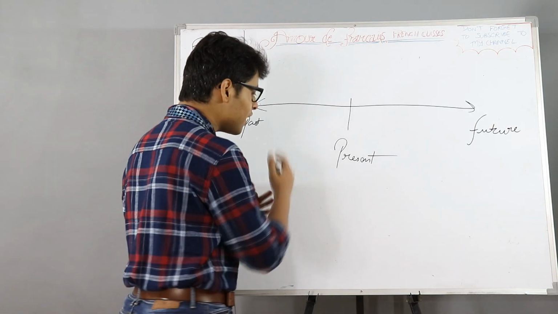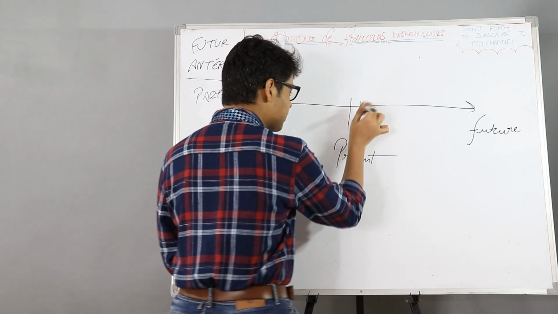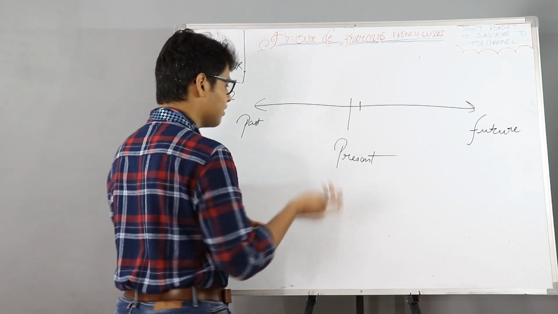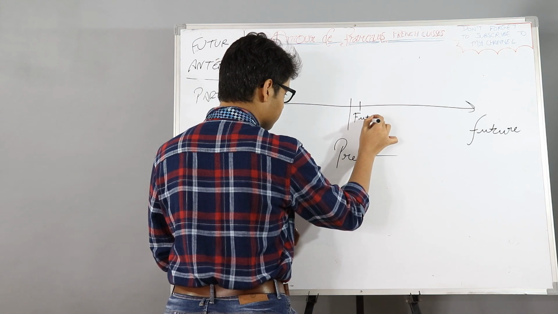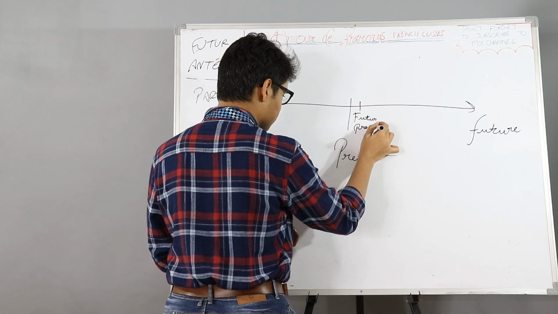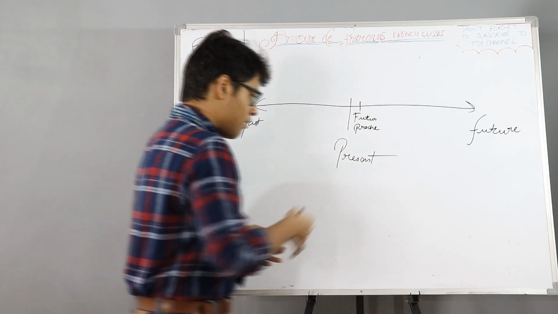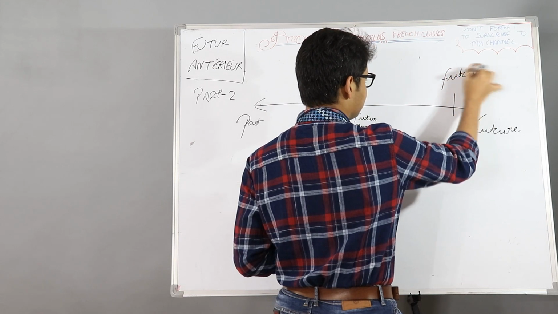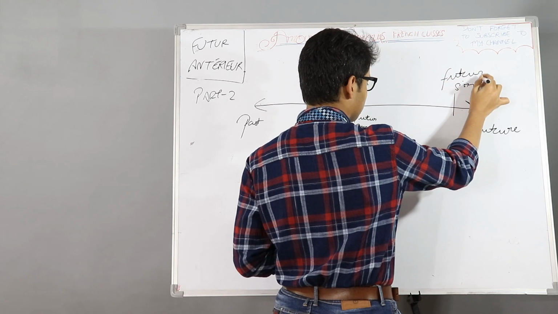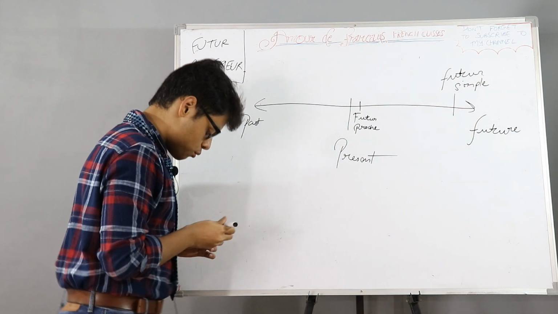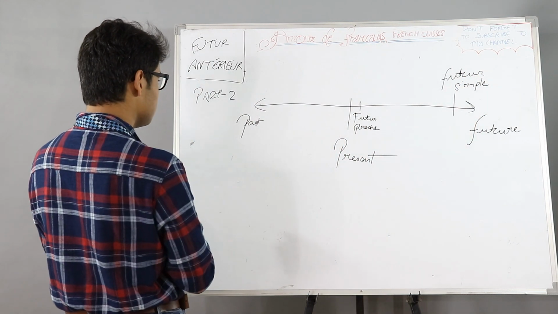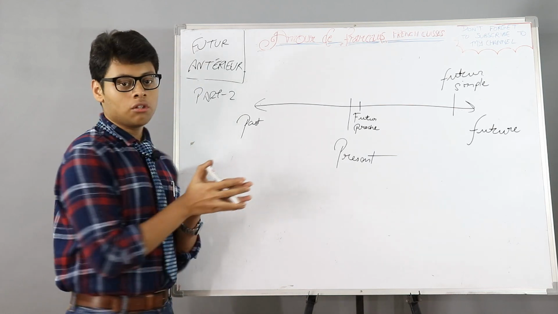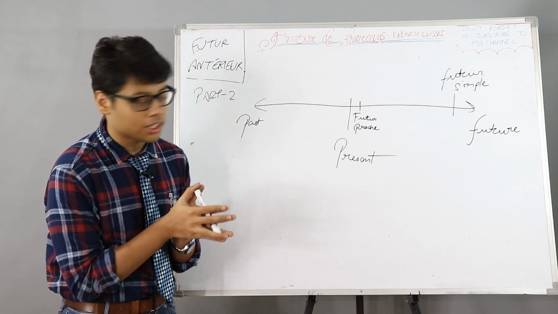The one which is very close to present, which is just going to happen, is futur proche. We have already discussed futur proche. What is it? Futur proche. For the future, we have simply one tense, futur simple, that's the simple future. Now, futur simple is there, futur proche is there. Where is futur antérieur, the tense we are discussing today?